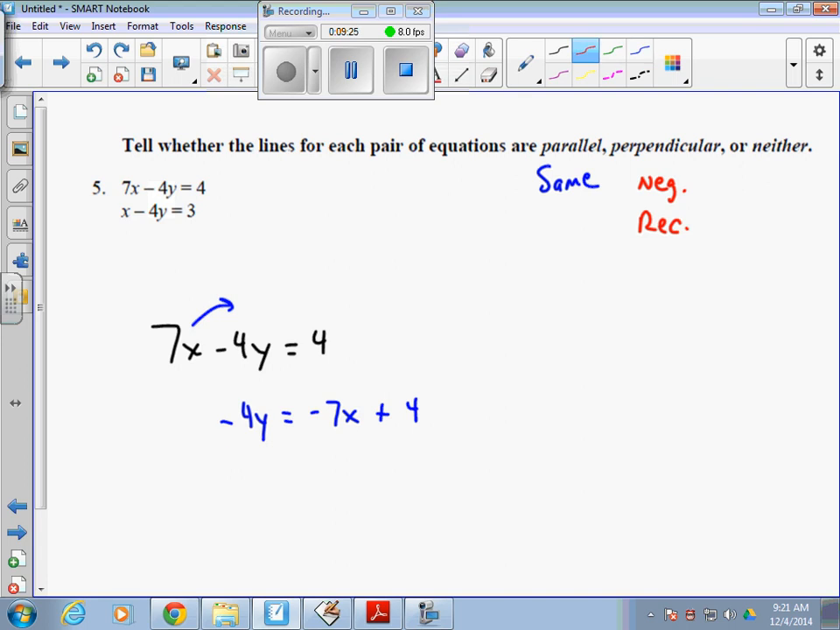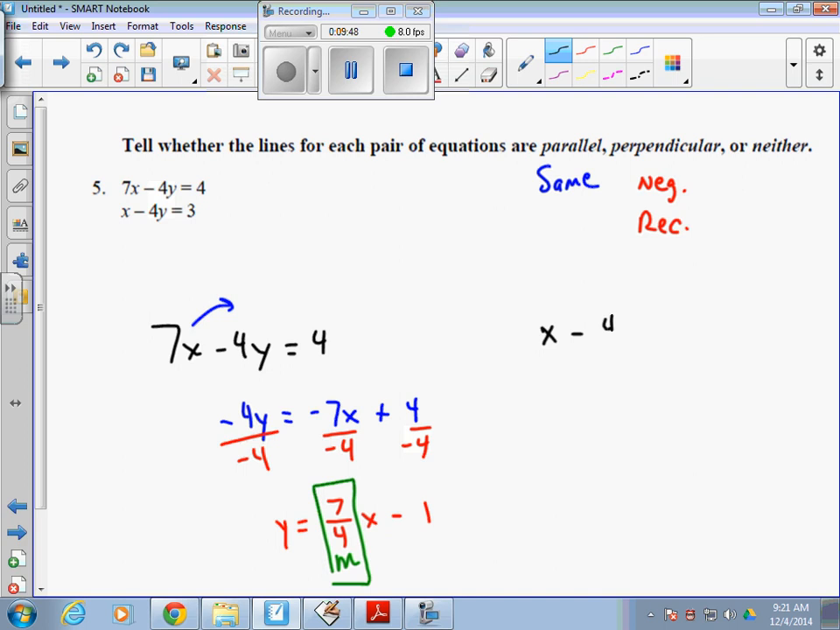When you divide by -4 on both sides, it leaves you with y equals a negative divided by negative is a +7 over 4x, and then a positive divided by negative is a -1. So your slope for the first equation is 7 over 4. Let's look and see what the slope is for the second equation to where we can compare the two.